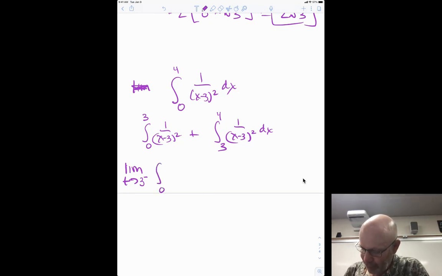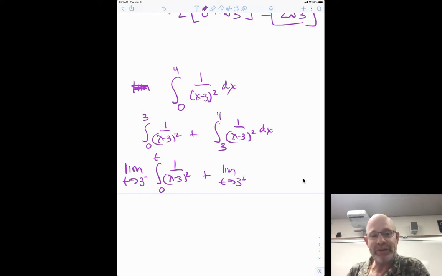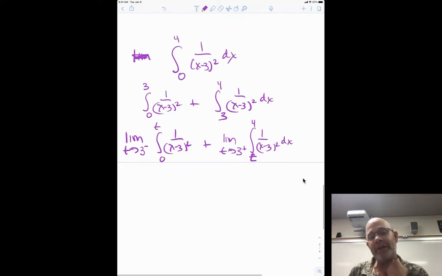And then we're going to go 0 to t of 1 over x minus 3 squared, plus the limit. Treat these as 2 different problems, just because they are. Maybe I should use a different variable, but I'm going to use the t again. t approaches 3 from the right, the integral from t to 4. Okay, I'm going to go ahead and do the integral now. It's going to be the same for both, which just looks bad because it looks like there's only one.